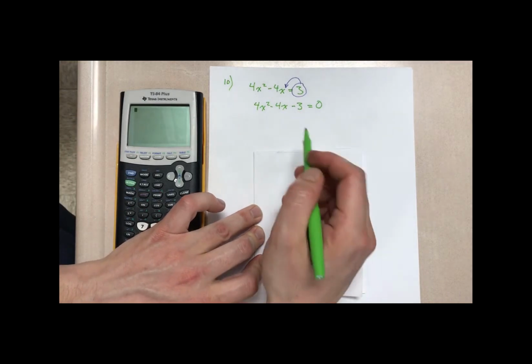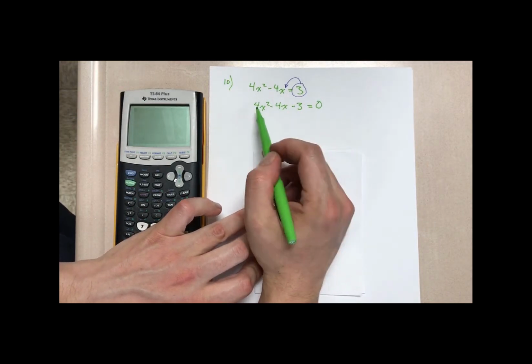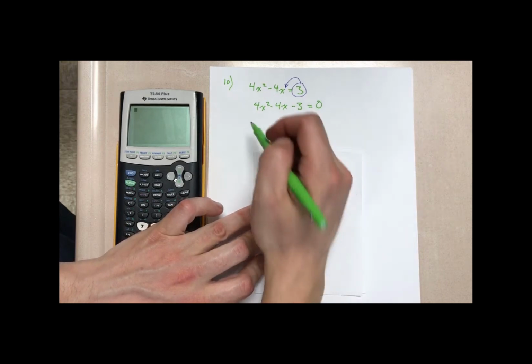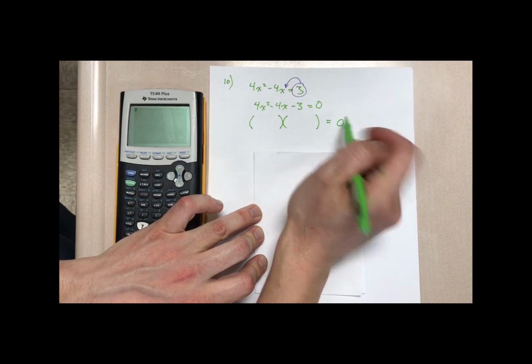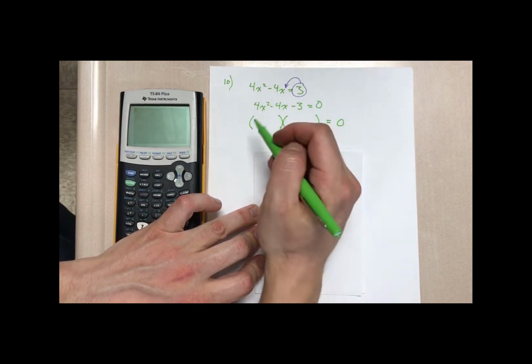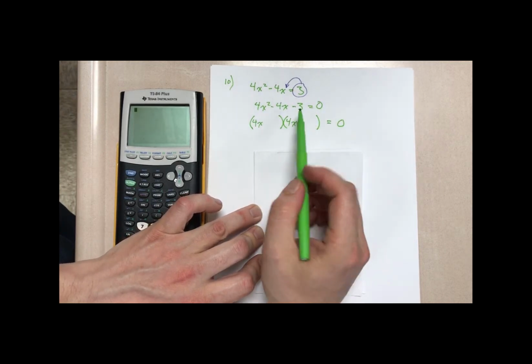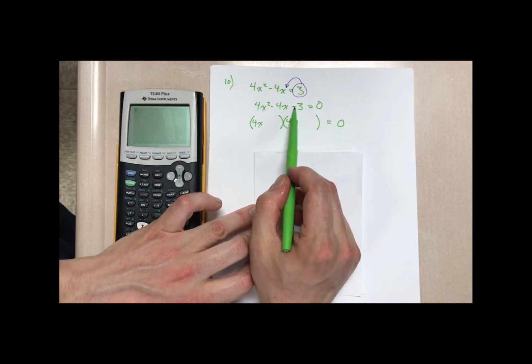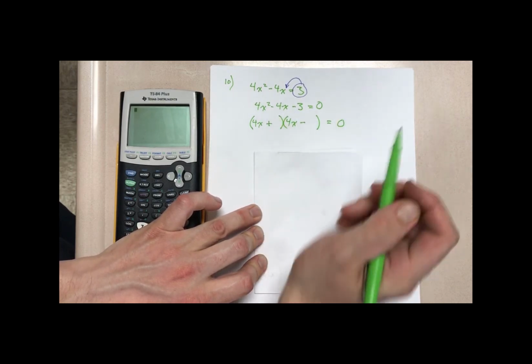All right, and now we need to factor in order to solve this. But the problem is there's a number in front of that x squared term. So this is one of the trickiest kinds that we know how to factor. So instead of just an x and an x in the front, we're going to put a 4x and a 4x in the front. We're going to notice that this second sign is negative, so our situation for our signs would be plus and minus.